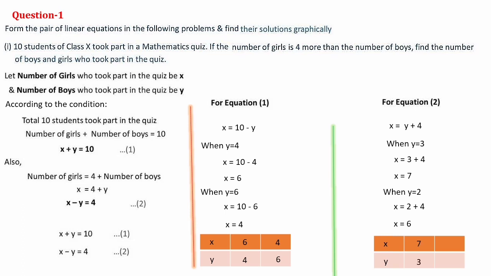X and y we have to write. Then, when x is equal to 7, we have got y is equal to 3, that we have written. Then next, when x is 6, the y value becomes 2. So there are two tables we have got. Next we have to plot these points on a graph sheet, and we have to find out the solution by using those graphs.